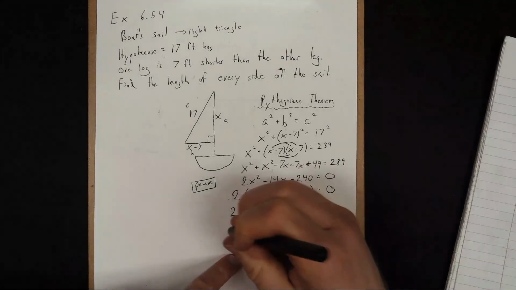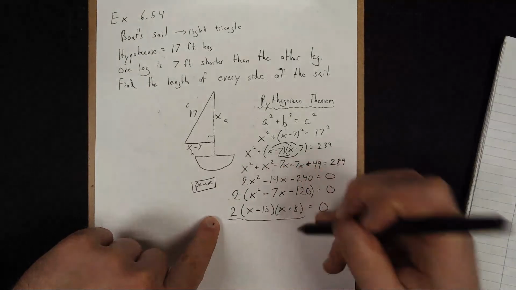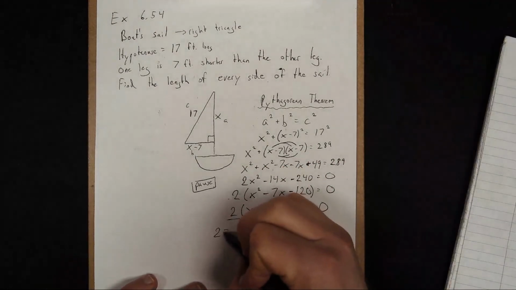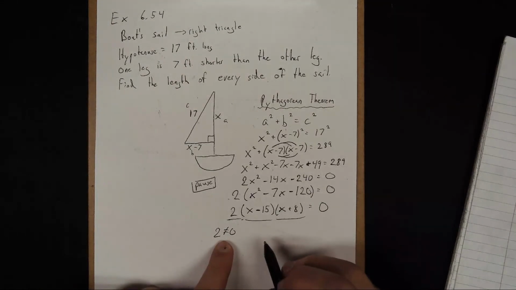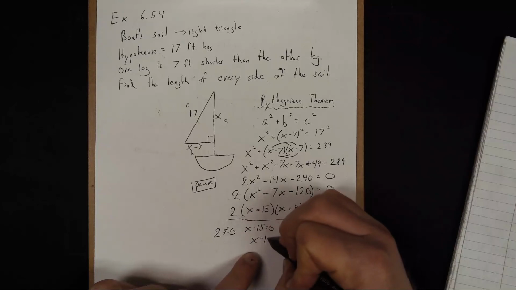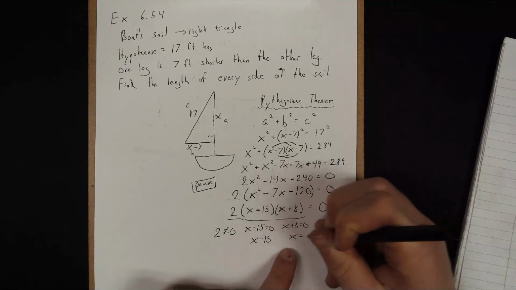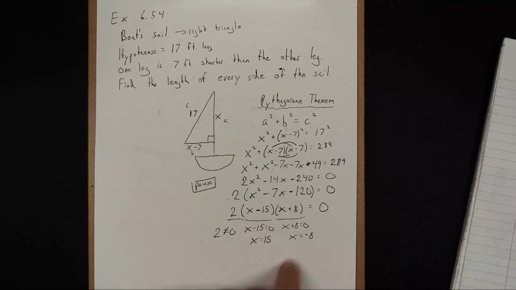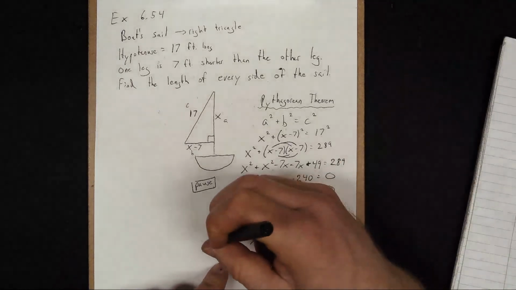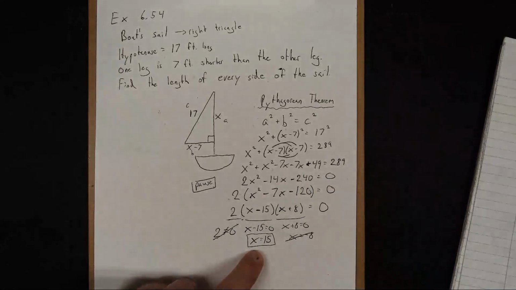Okay, so now we're going to set each piece equal to 0. Let's start with 2. Well, 2 cannot equal 0, so we're not going to worry about that. How about x minus 15? x is equal to 15. And how about here? x plus 8 equals 0, so x is equal to negative 8. Well, we're dealing with real world problems once again, so can we really have a negative length? No. So no good. We're left with x is equal to 15.